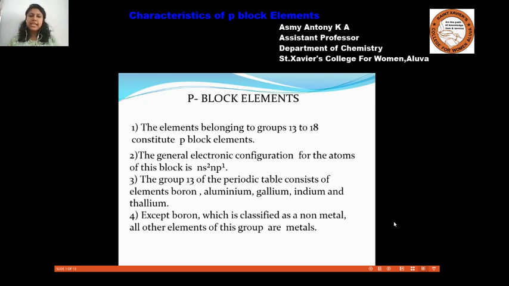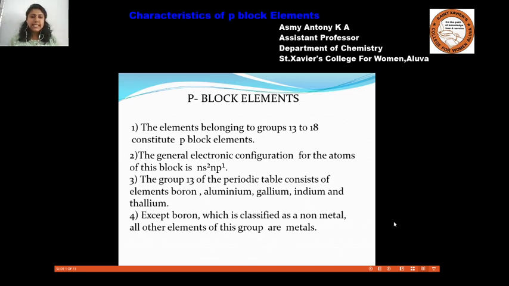Okay, today's topic is characteristics of p block elements. We know that the periodic table is divided into different blocks: S block, P block, D block, and F block. We already studied about S block elements. Today we will discuss about P block elements.